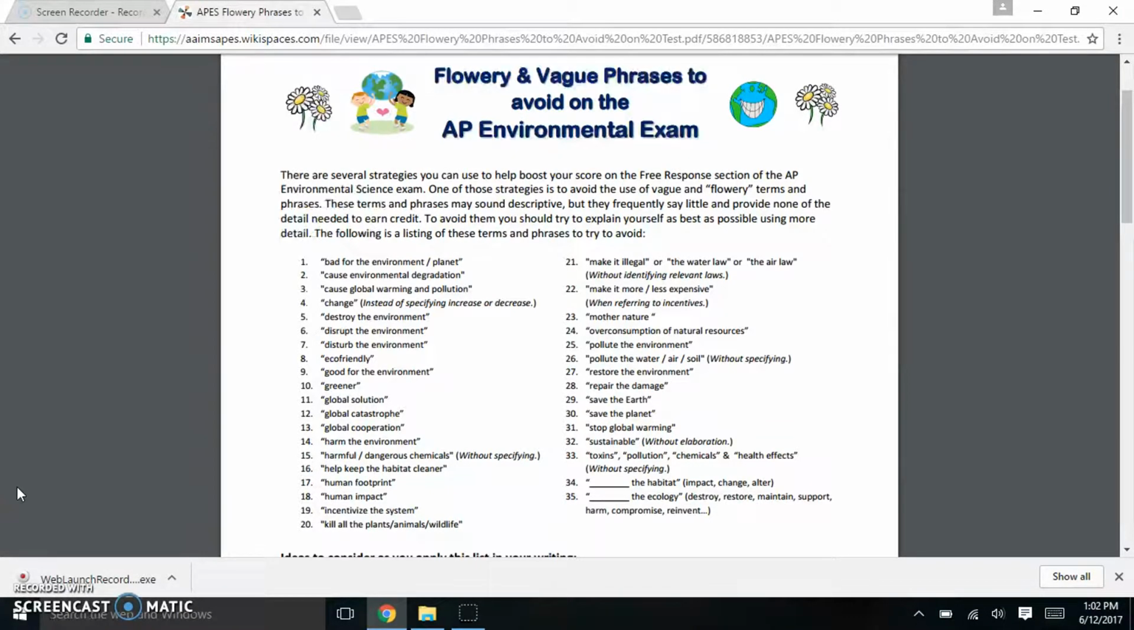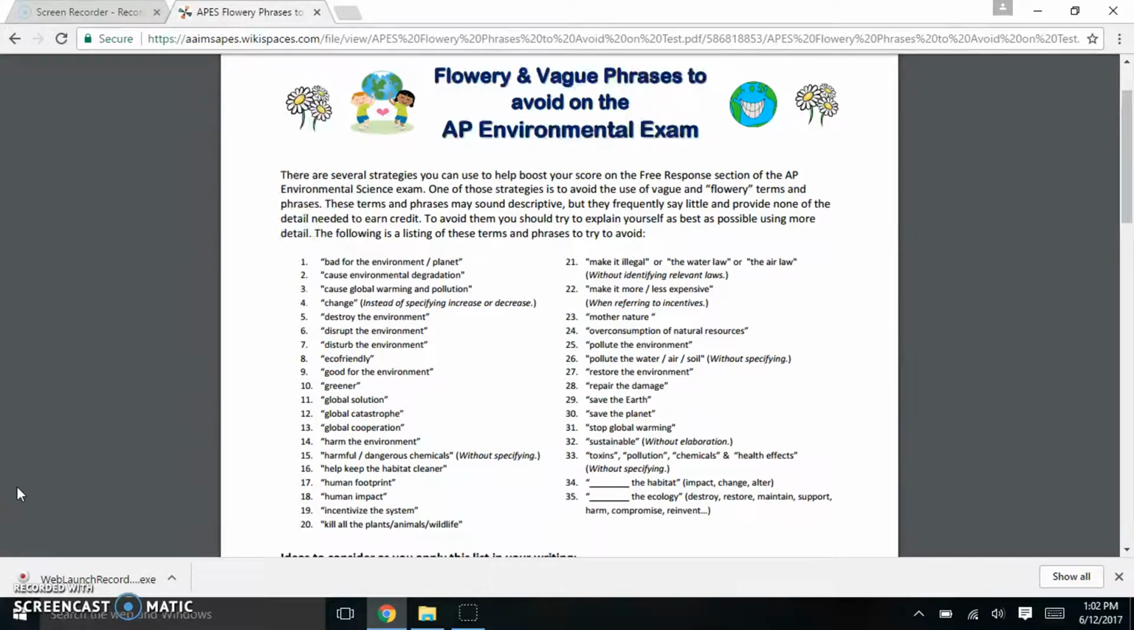Looking at number 14, harm the environment. There are a lot of chemicals and actions that we humans do to the environment that can harm it. So we want to make sure what specific thing we are talking about. And as we look here, human impact, human footprint, things that we are causing, those are broad. If we answered with just human impact, it's too broad. So we want to be specific.